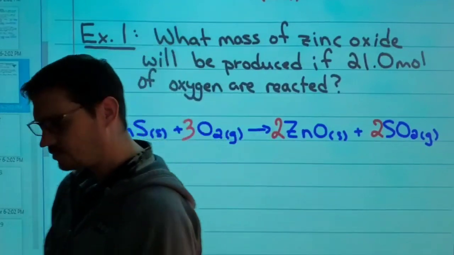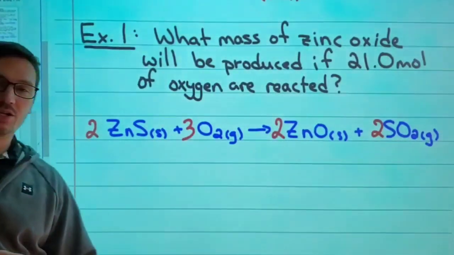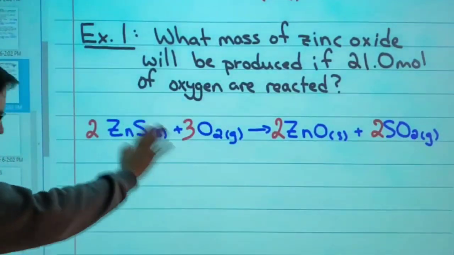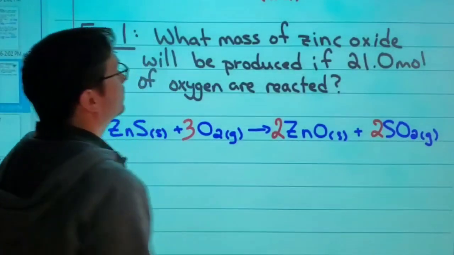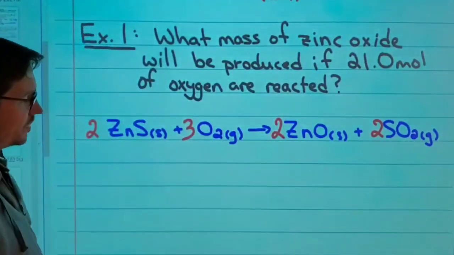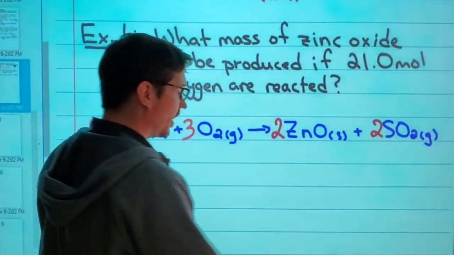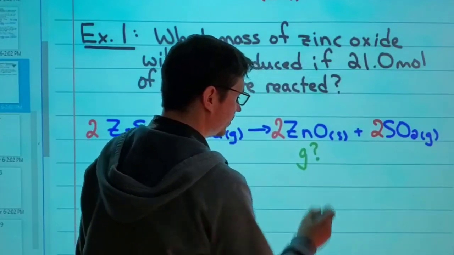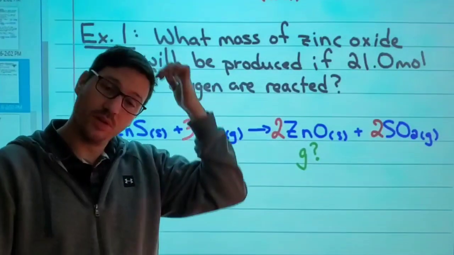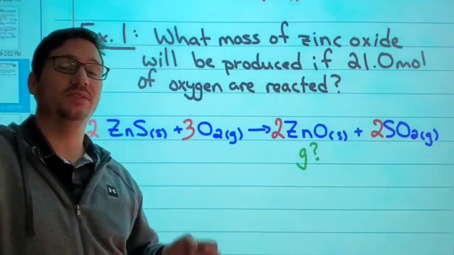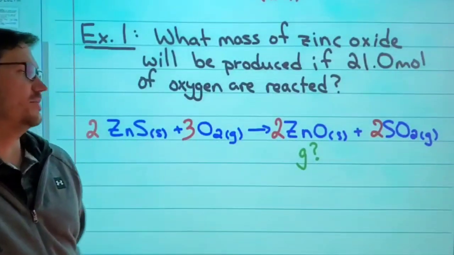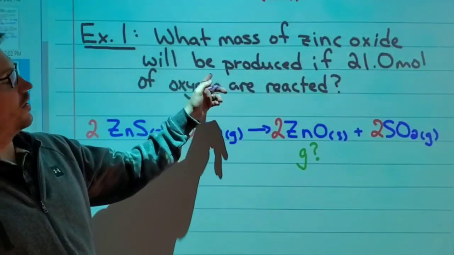Okay, no problem. So now that we have a balanced chemical reaction, we can get the molar ratio and we can start putting the pieces of information underneath who they belong to. So what mass measured in grams of zinc oxide will be produced? So I look at zinc oxide and I'm going to go grams ? I'm telling myself, you're telling yourself, that's what we're looking for. And it's really powerful to tell yourself what you're looking for because that focuses you on that substance.